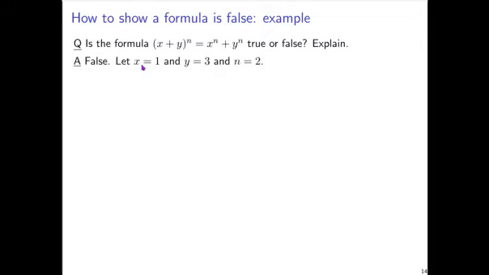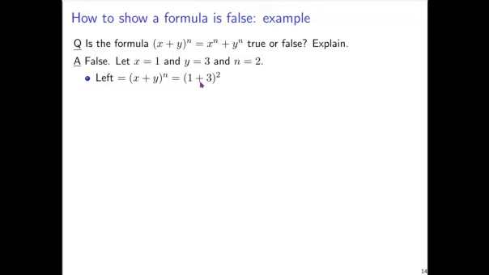Everywhere there's an x, we're going to substitute, plug in, or replace, whichever of those words you like, a 1. And everywhere there's a y, we're going to substitute a 3. And everywhere there's an n, we're going to substitute a 2. So let's take a look at the left side, each side individually. The left side said x plus y in parentheses, then to the nth power. Plug in, substitute in, x should turn into a 1, y should turn into a 3, and for n, we should substitute a 2.